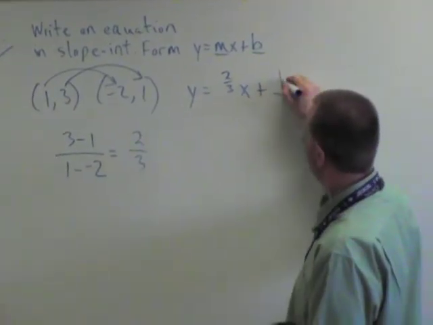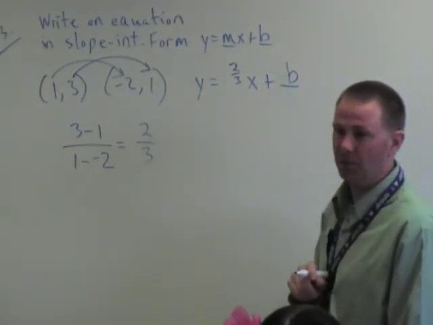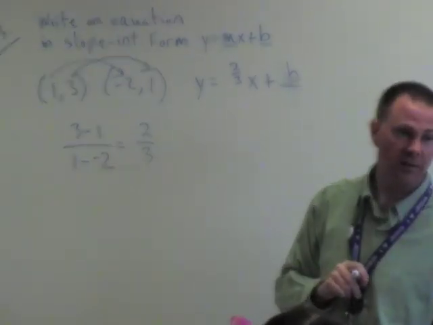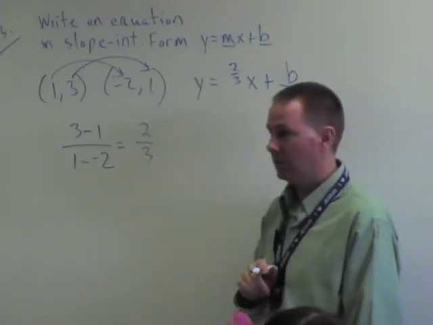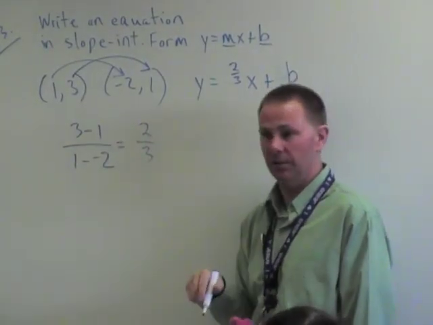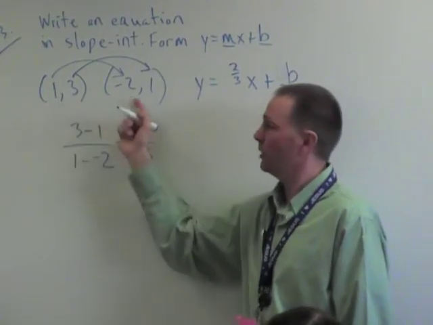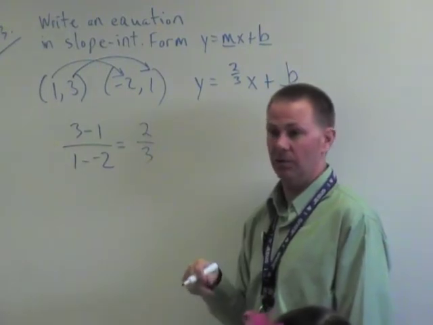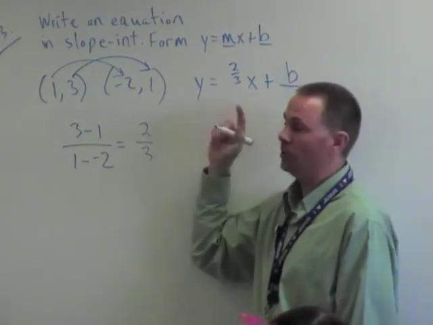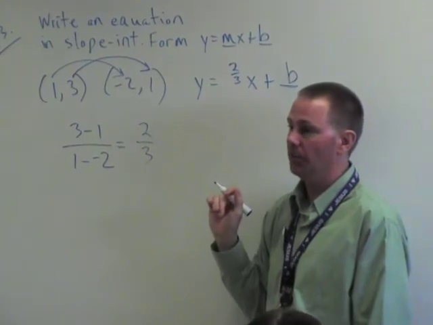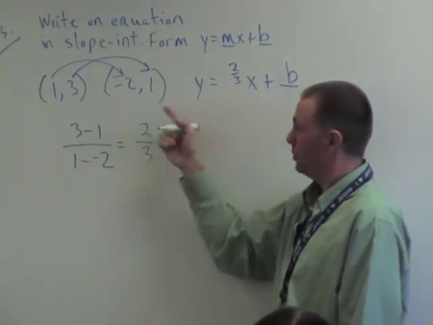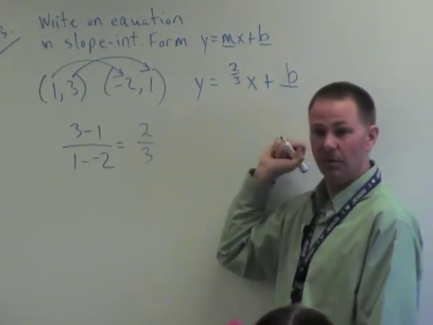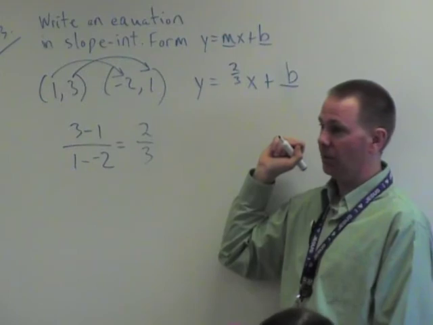What don't I know? B. I don't know b, so I give it a variable b. Do I know x and y? Sure I do. I've got 2 values for x and y right here. These are just from your xy chart. I got 2 x values I can use. I got 2 y values I can use. So I do know x and y. You can't solve an equation if you have more than one variable. So what we need to do is substitute one of these values for your x and y. And then we can solve for b. Does everybody see that? Anybody confused?